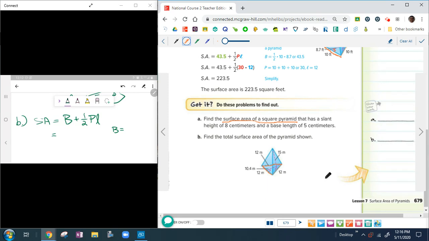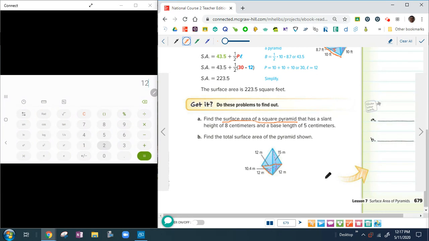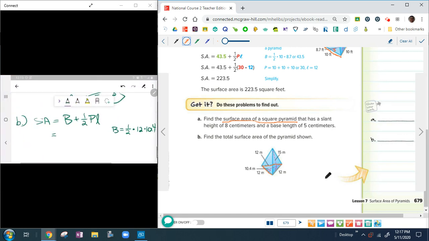All right, that's a triangular base. So I'm going to do 1/2 times base times height. What's the base and height of that triangle? Looks like what meets at a right angle? It looks like 12 times 10.4. All right, need some help there. So let's go find 12 times 10.4 times my half, which I'll just use 0.5, and that's 62.4.